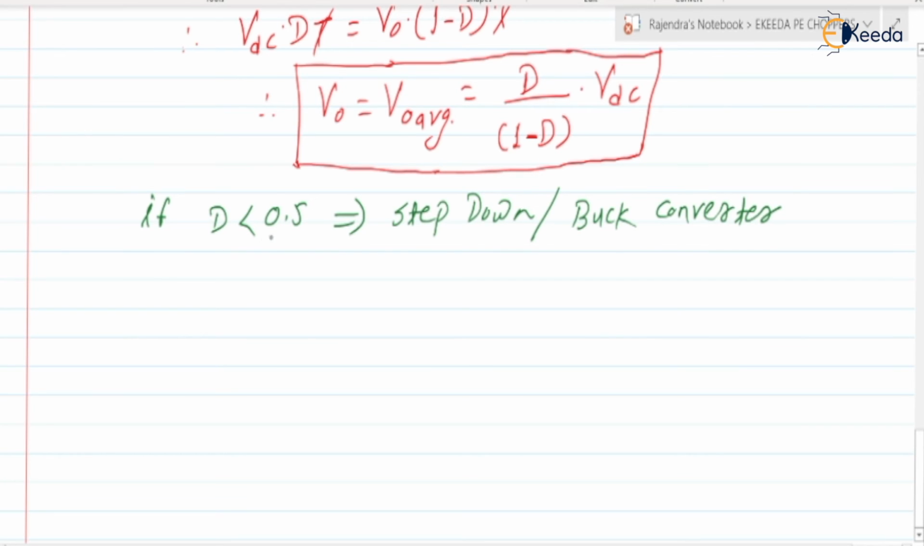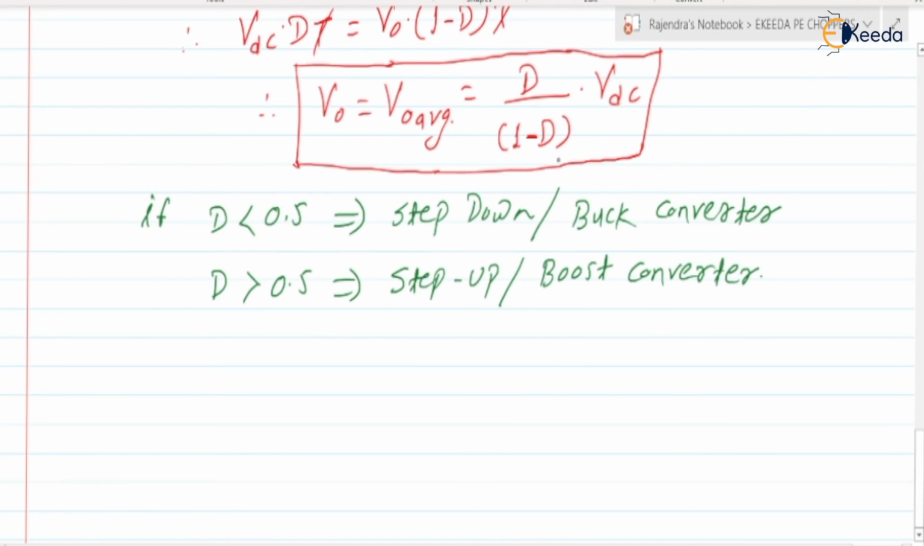If d is less than 0.5, it is a buck converter. If d is greater than 0.5, then what will happen? Suppose it is 0.75, then 0.75 upon 1 minus 0.75, so it is 0.75 by 0.25, right? It is a 3. So it will behave as a step up chopper or boost converter. Are you getting the point? So depending on the duty cycle, it will behave either as a buck converter or a boost converter.